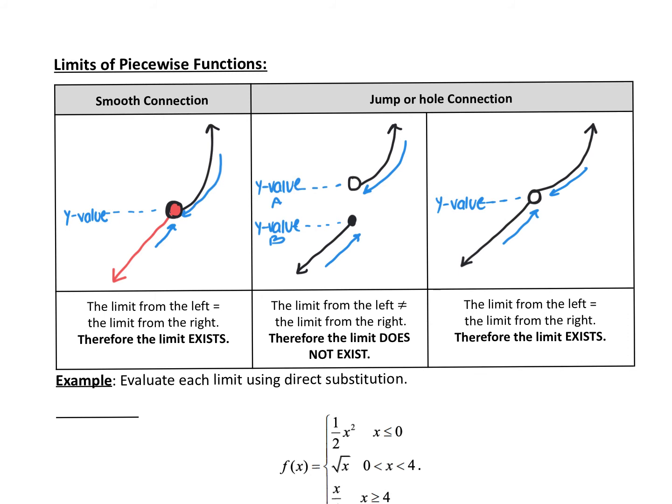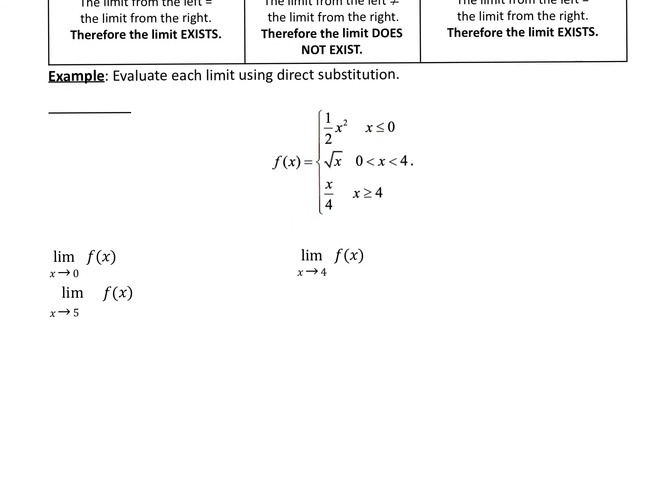So the only way to determine if the left and the right side are equal, or if the left and the right side are not equal, is we actually have to test both sides using direct substitution. So if we take a look at this, it says evaluate each limit using direct substitution. So I apologize, this seemed to have formatted a little bit funny. So technically this one's going to go over here.